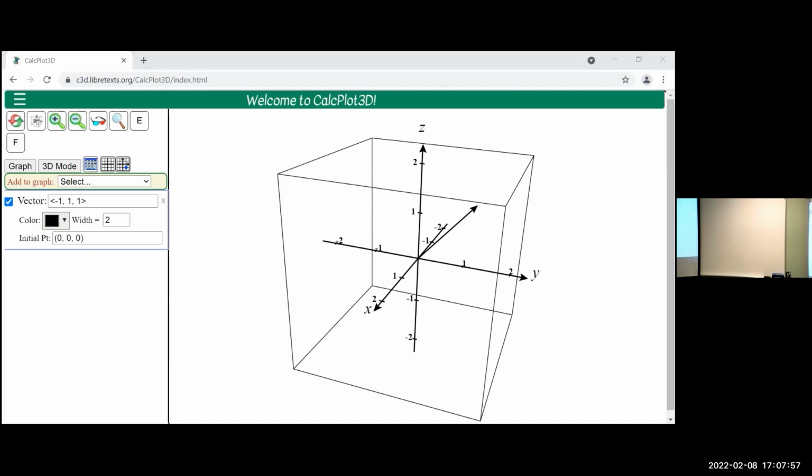Seem pretty straightforward? Okay. Like I said, that's why we don't spend a lot of time on it. We spent time on vectors last week, and this is just an extension of it. We're not going to draw vectors in 3D, but that's what we have Calculate 3D for. All right. Then let's move on to the dot product.